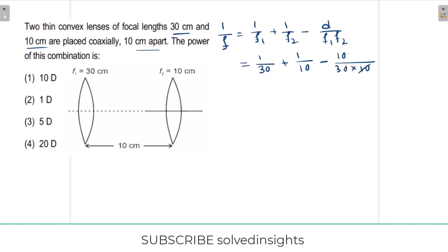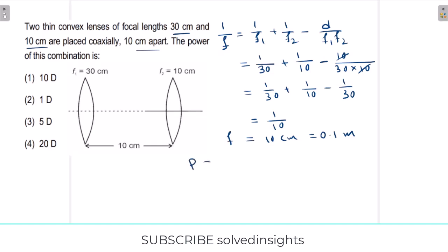So the 10 cancels, so 1/30 + 1/10 - 1/30. So 1/30 cancels, and this becomes 1/10. So 1/f is 1/10, so f is equal to 10 centimeter, which is 0.1 meter. So we get the focal length of the combination, but we have to find the power.